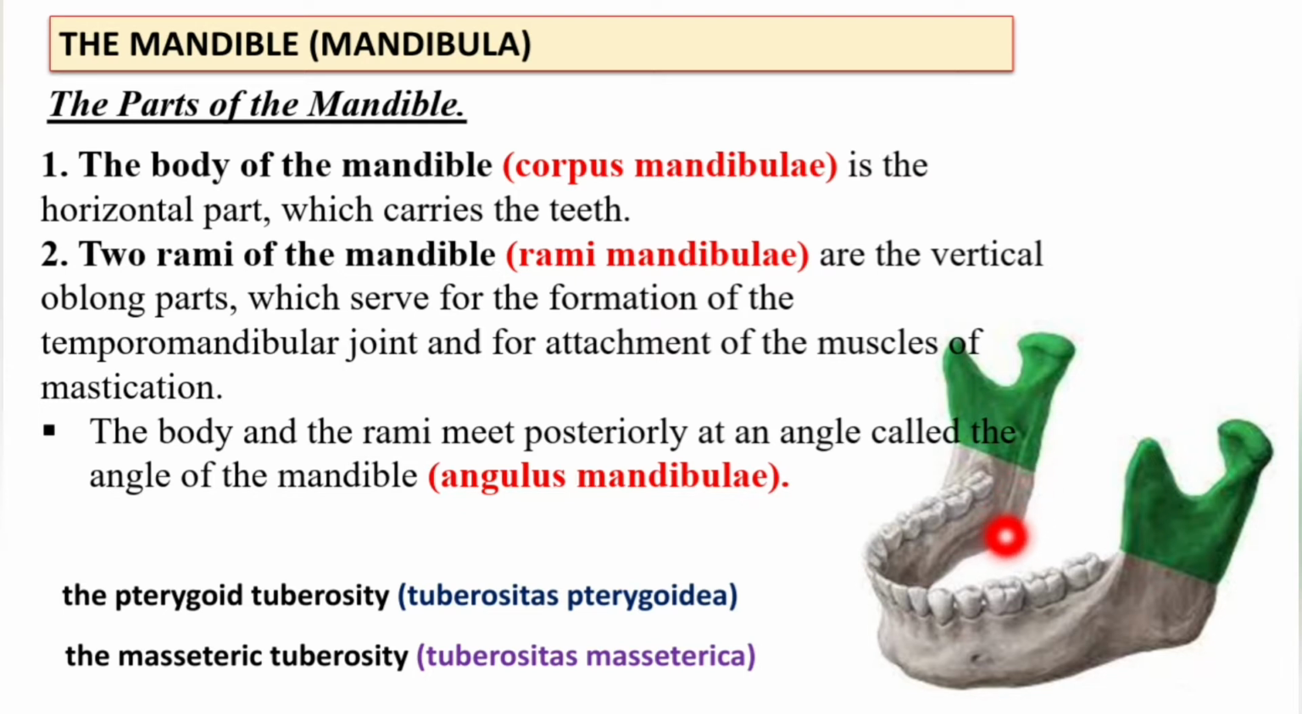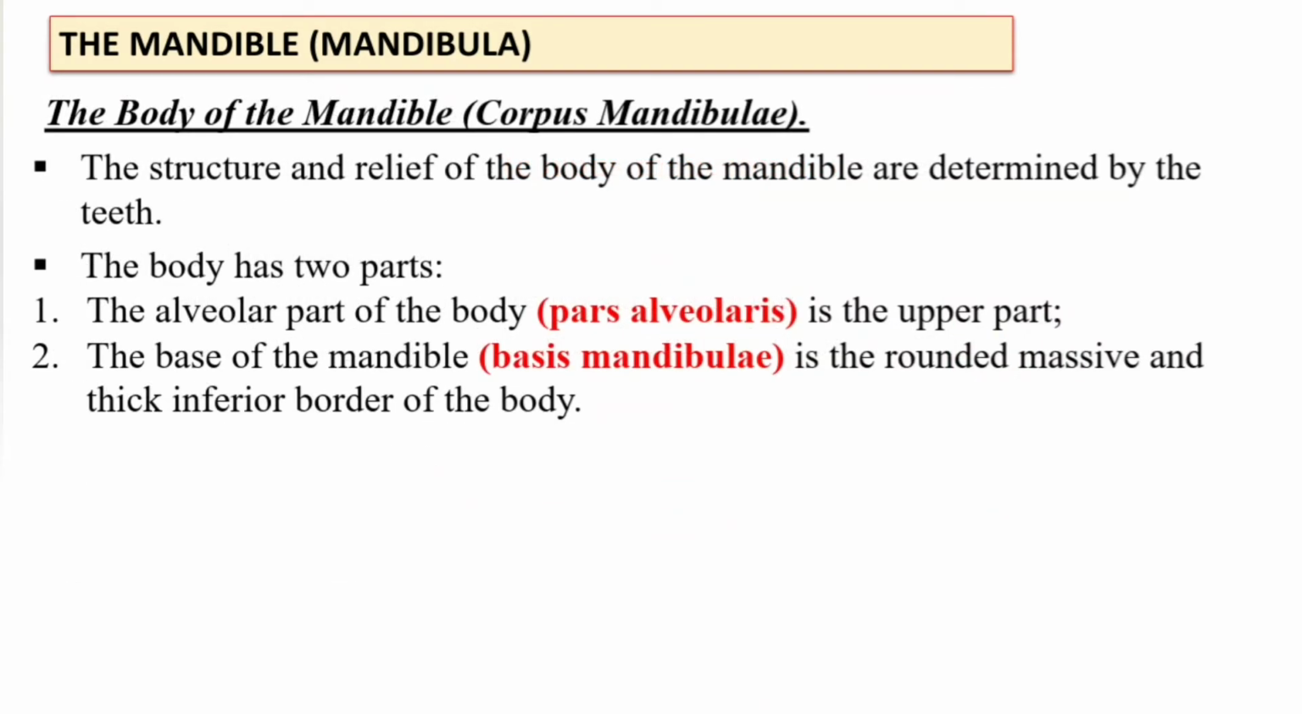And on the inner surface, there is attachment for the medial pterygoid, another important muscle of mastication, right? So this tuberosity is called what? The pterygoid tuberosity. Tuberositas pterygoidea. All right. So those are the two parts, the body and the ramus. So let's have a closer look at the body, corpus mandibulae.